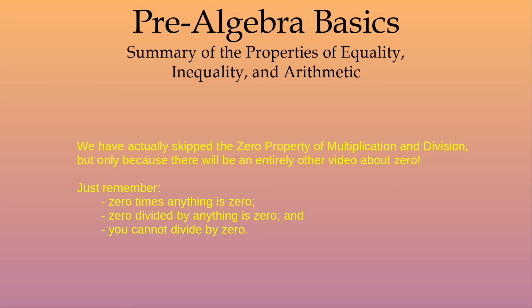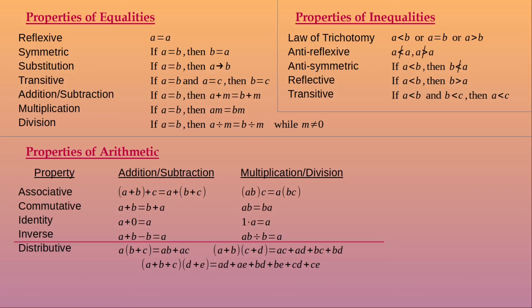Oops. Okay, so here is the big old list of general forms for the properties of equality, the properties of inequality, and the properties of arithmetic that we've learned in this series.